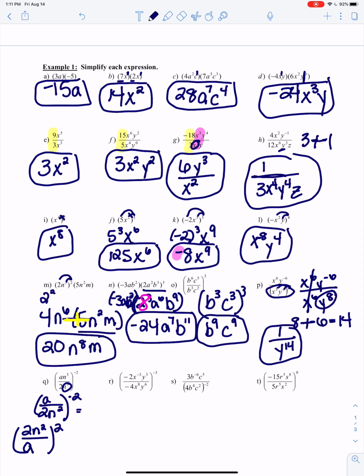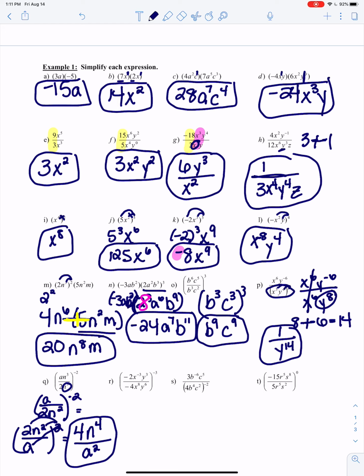And now I'm going to give everything this power of 2. This 2 goes everywhere. So 2 to the 2nd power, so just think, we'll save ourselves a step. Well, it's 2 to the 2nd power? It's 4. And then multiply the 2 times the 2, we get 4 for n, and then a to the 2nd.